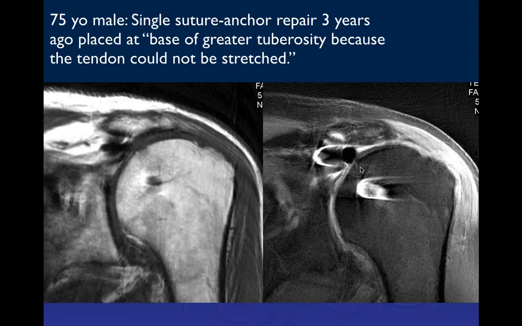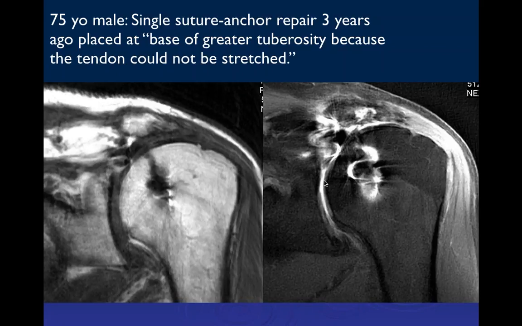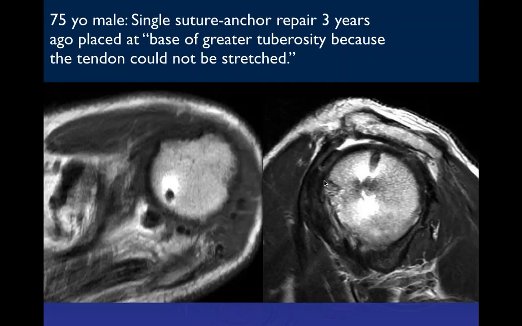Okay, so 75-year-old male, single suture anchor repair 3 years ago, which was placed at the base of the greater tuberosity because the tendon could not be stretched. So we have two coronal images, a coronal T1 and PD fat set, and there's metal artifact from two anchors. One's in the bone and one is not in the bone. The superior one, it's retracted into the soft tissues proximally with the supraspinatus. So it's been pulled out.